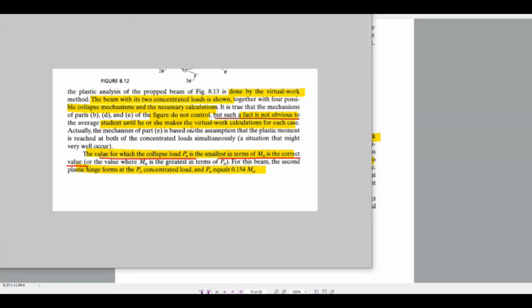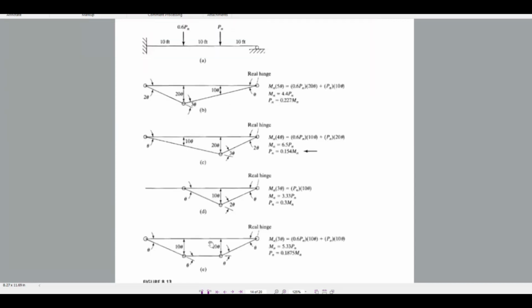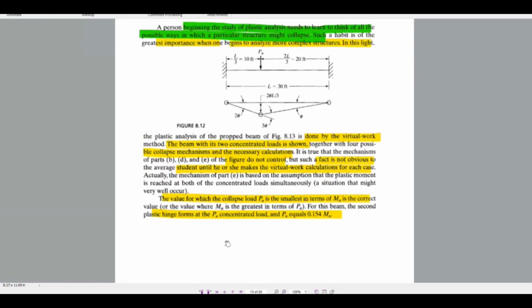But such a fact is not obvious to the average student until he makes a virtual work calculation for each case. Actually, the mechanism is based on the assumption that plastic moment is reached at both of the locations simultaneously, a situation that might very well occur. That is a E here, you can see in this one. It might very well occur. The value for the collapse load Pn that is smallest in terms of Mn is the correct value. So for this, when the second plastic hinge forms at a Pn concentrated load, Pn equals 0.154 Mn.